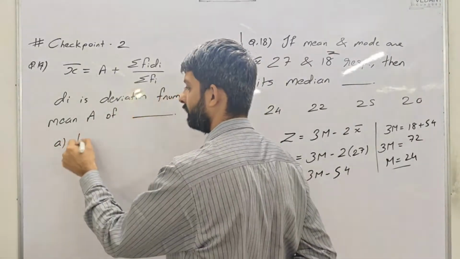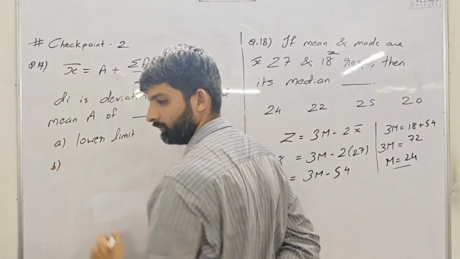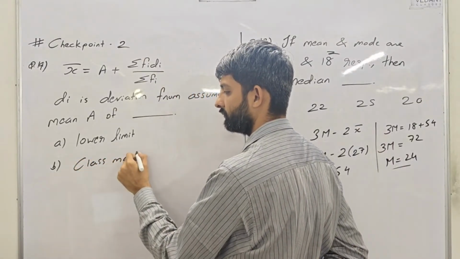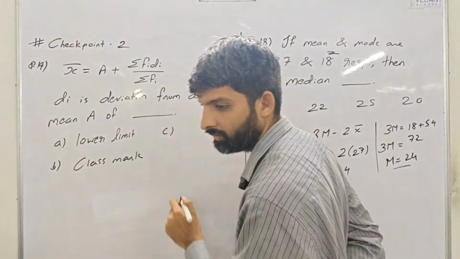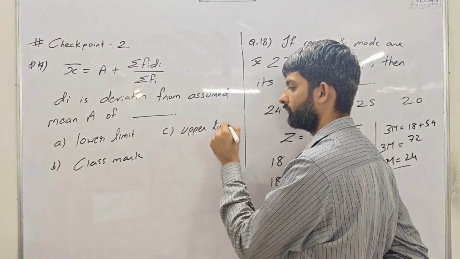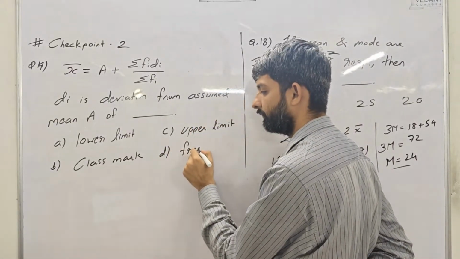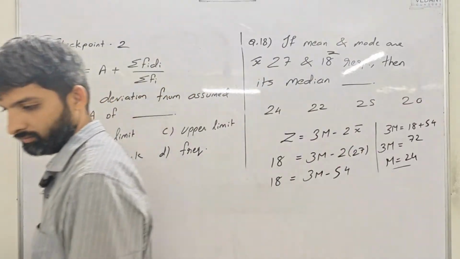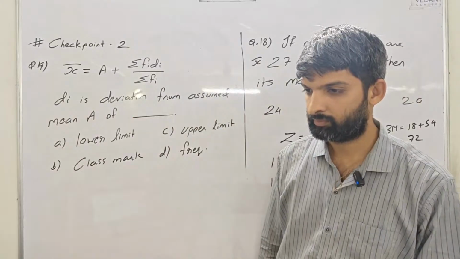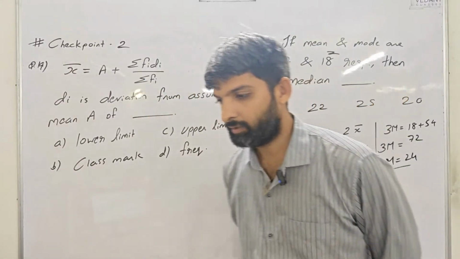Options are: option A lower limit, option B class mark, option C upper limit, and option D frequency. In di, it is deviation from what, that you need to identify.